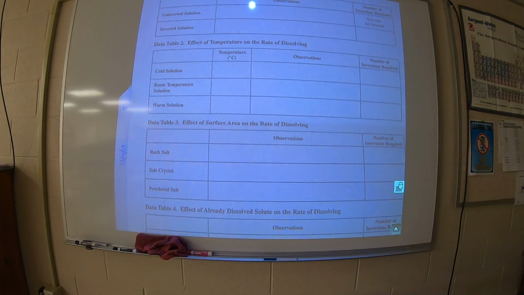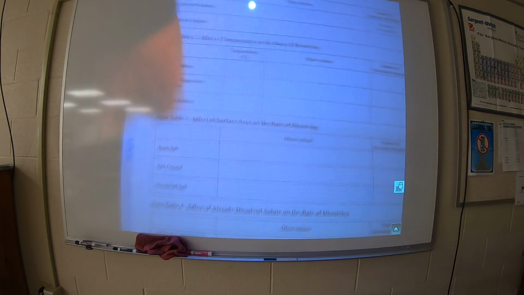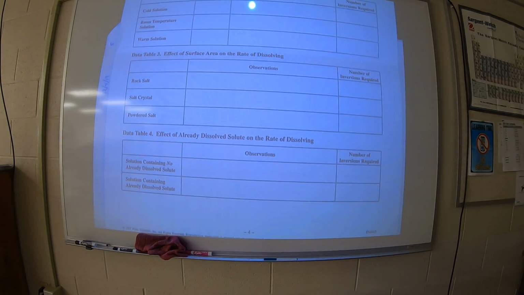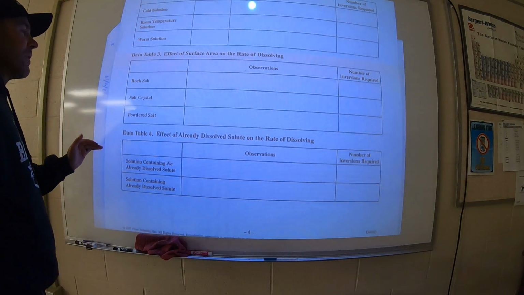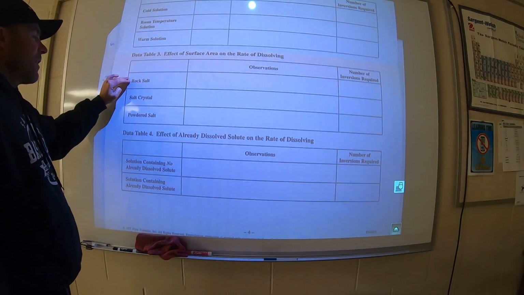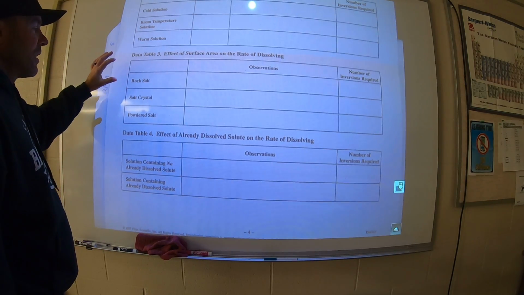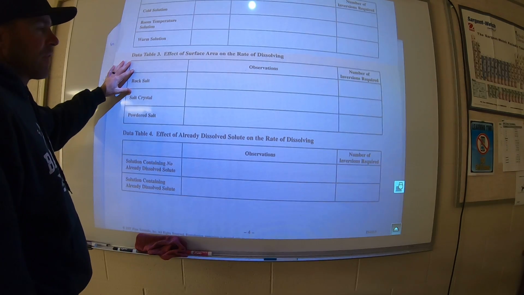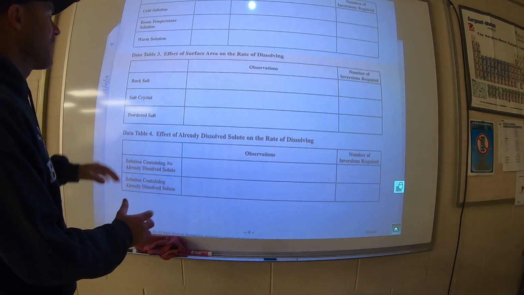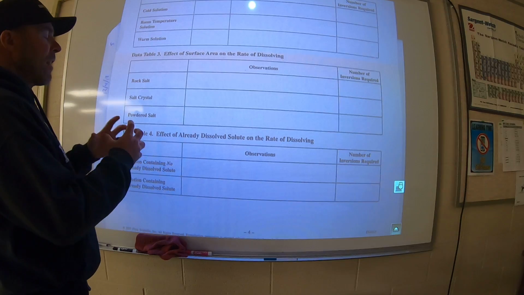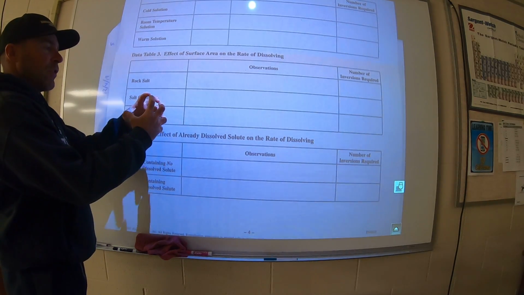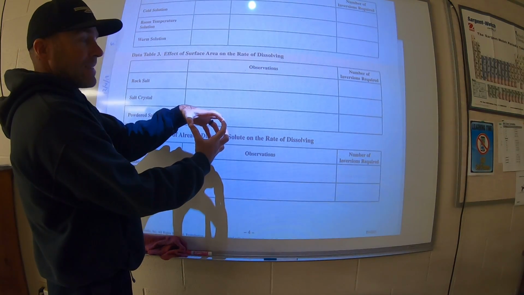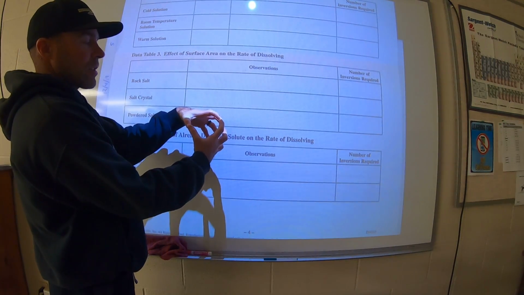The effect of surface area on the rate of dissolving would also be like seats in a theater, or like increasing the seats. So rock salt is going to take a long time to dissolve because, well, let's just talk about it in terms of how things dissolve. So a piece of rock salt, if you can imagine, if we had a big piece, it would be something like that. And what happens is only the outside layer of the rock salt is exposed to the water.